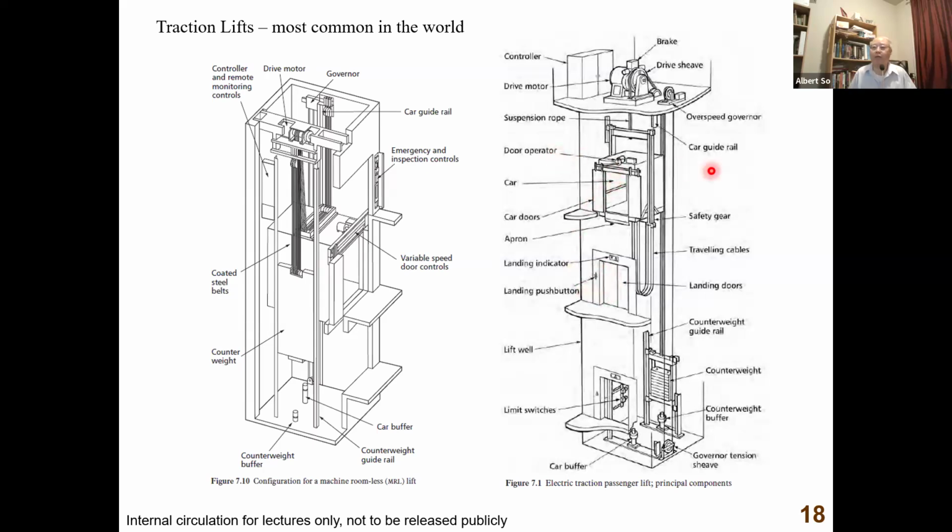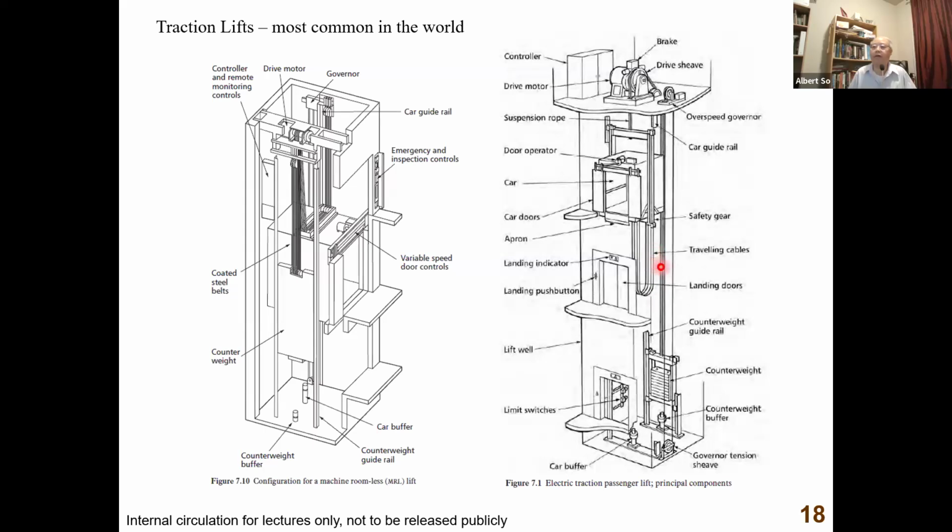Above the car doors, you have a motor called the door operator. This motor is responsible for opening and closing the car doors. But of course, you need power. Now, how can you get power in the lift car? You see the traveling cable. This is a soft cable.